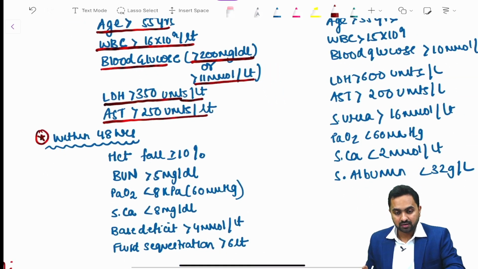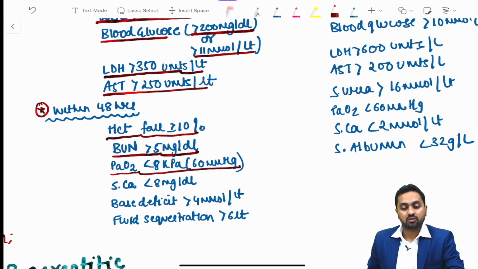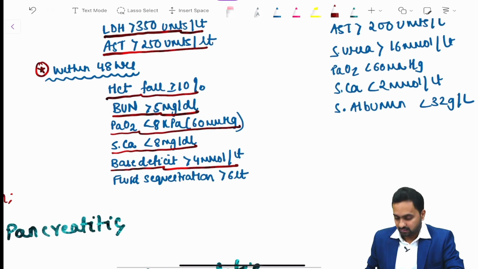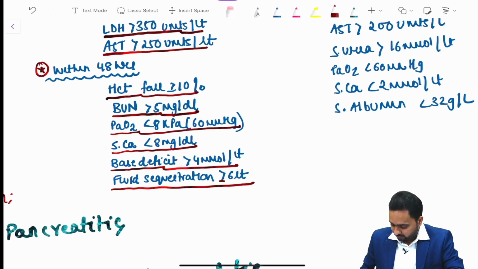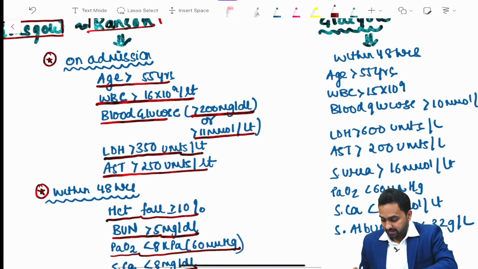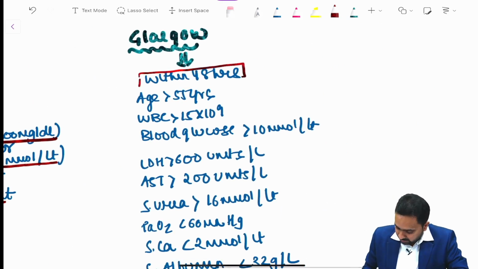Then within 48 hours, there should be a fall of at least 10 or more in hematocrit. Blood urea nitrogen is raised more than 5 milligram per deciliter. Partial pressure of oxygen is less than 60 mm of Hg. Serum calcium is less than 8 mg per deciliter. Base deficit is more than 4 millimole per liter and fluid sequestration of more than 6 liters, right. Whereas in the Glasgow criteria, which is done within 48 hours, right?